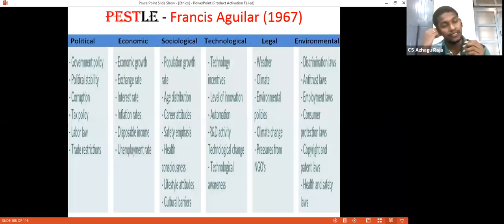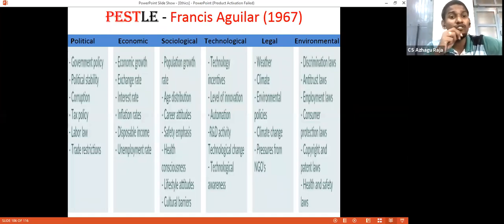And what is a PESTLE analysis? A PESTLE analysis was initially started by Francis Aguilar in 1967, and initially it evolved with only four letters, called PEST. What is PEST? PEST means political, economical, sociological, and technological. These are the four that initially started, and over a period of time, two more elements called legal and environmental came into existence.